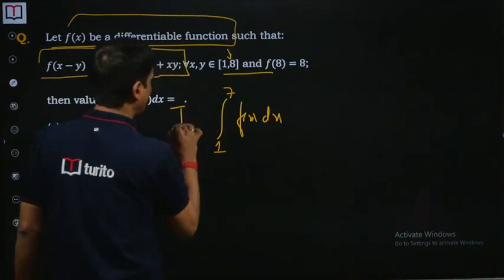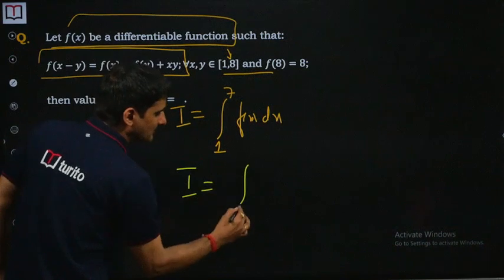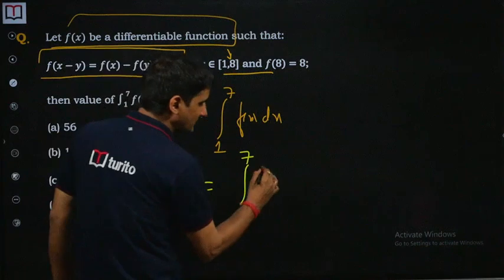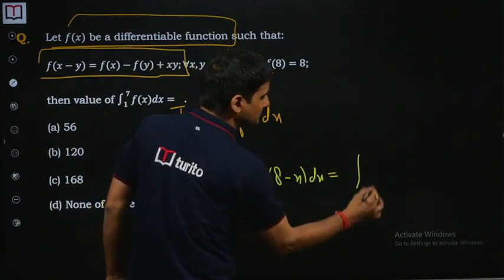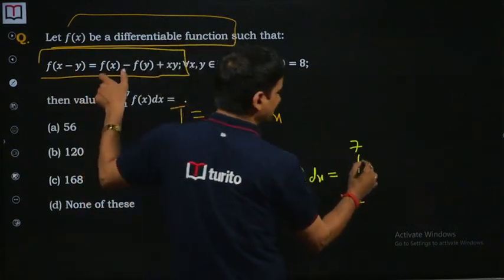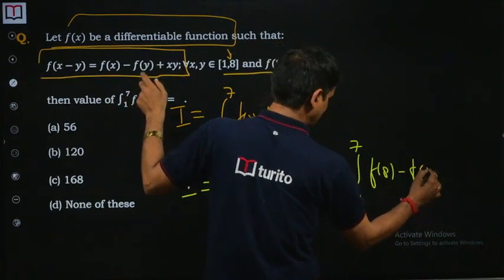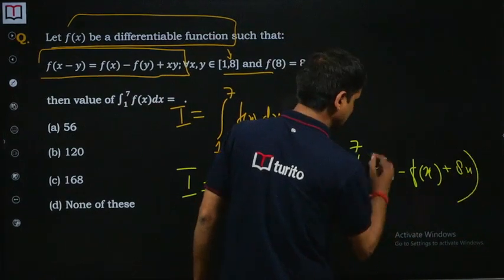So what I actually kept in my mind while framing this question was the King property. If you use the King property here, it will be f of 8 minus x dx, and then use that relation, x minus y. So f of 8 minus f of x here, of course, and plus 8x, and that's it.